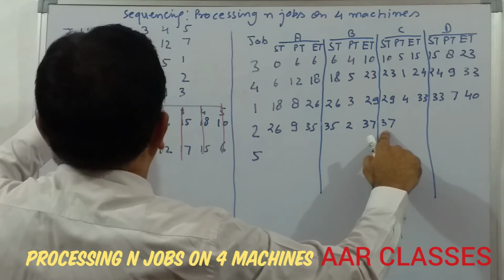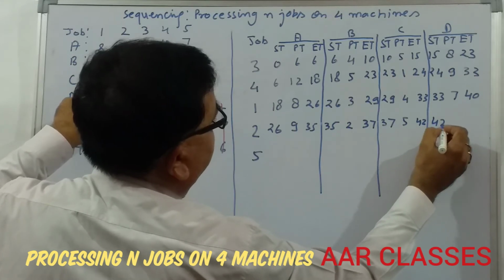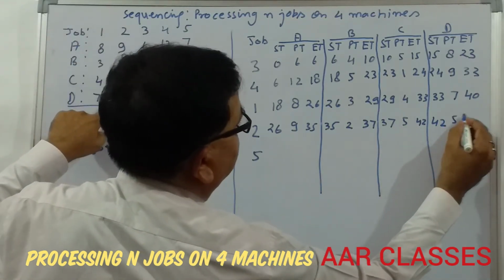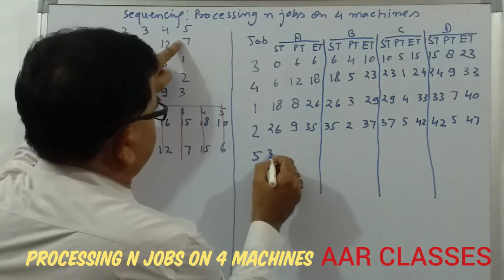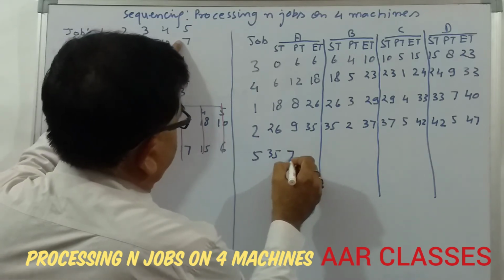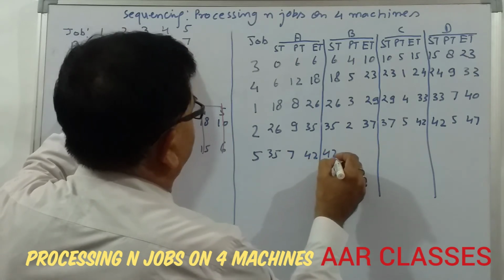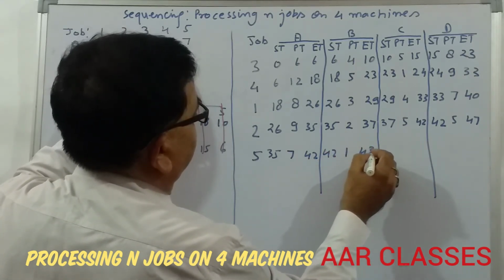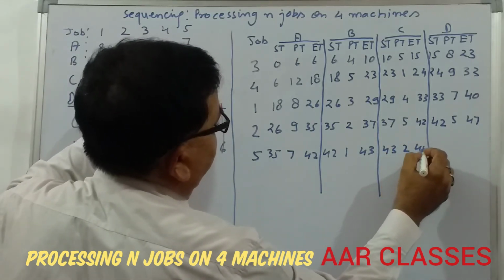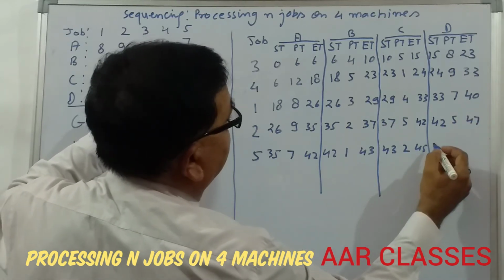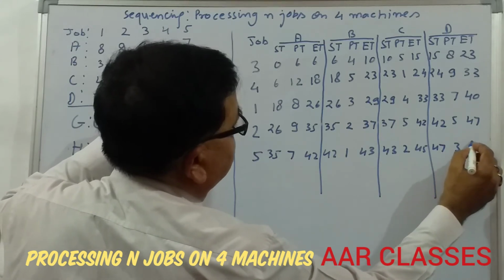So here it is 37, duration of the activity is 5, so it is 42. Here again 42 is greater, so duration of activity is 5, so here it becomes 47. Now for job 5th, here 35, duration of the activity is 7, so here it is 42. Now 42 and 37, so here it is 42, duration of the activity is 1, so 43. 43, 42, again we will take 43 here, duration of the activity is 2, so here it is 45. But here machine is not free up to 47th hour. So 47 we'll take here and 3, that is 50.